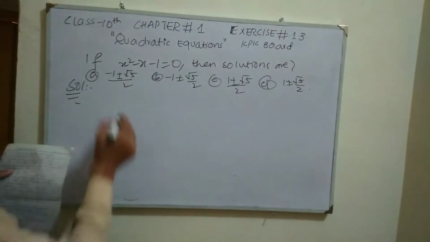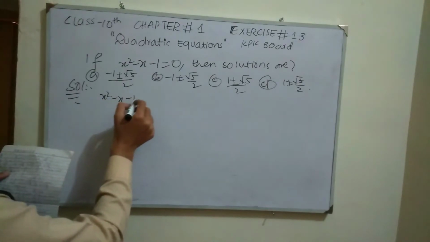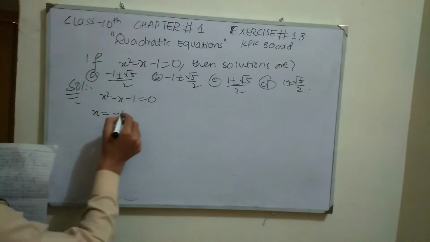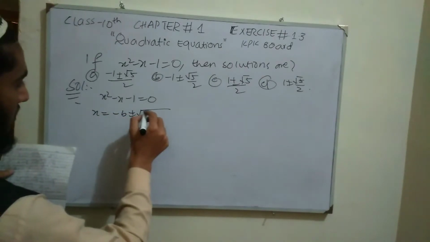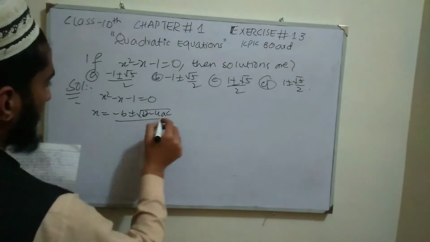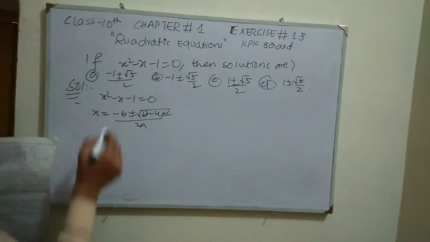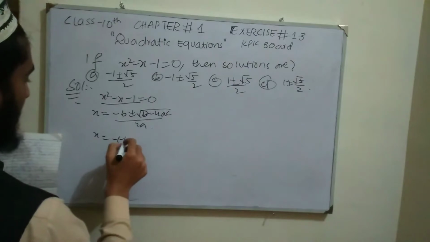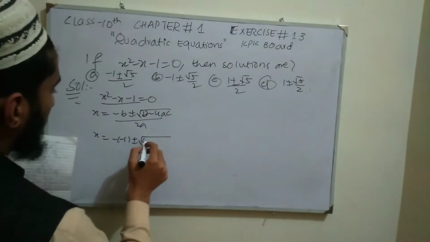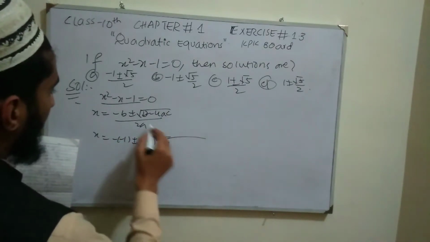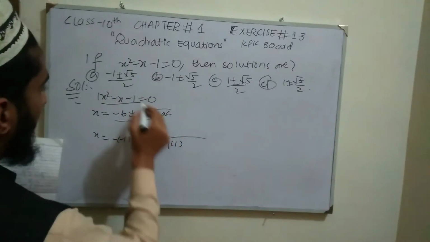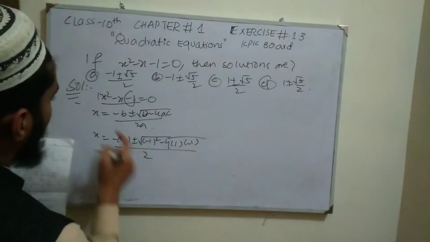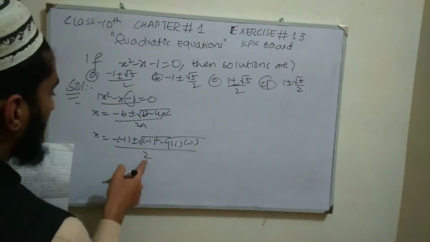Going to the solution. x square minus x minus 1 is equal to 0. Using the quadratic formula, x is equal to minus b plus minus under root of b square minus 4ac whole divided by 2a. Putting the values of a, b, c from here, x is equal to minus b, which is minus 1, plus minus under root of b, which is minus 1, whole square minus 4 times a, which is 1, and c is negative 1, whole divided by 2 times a, which is 1. So we are left with 2 here.